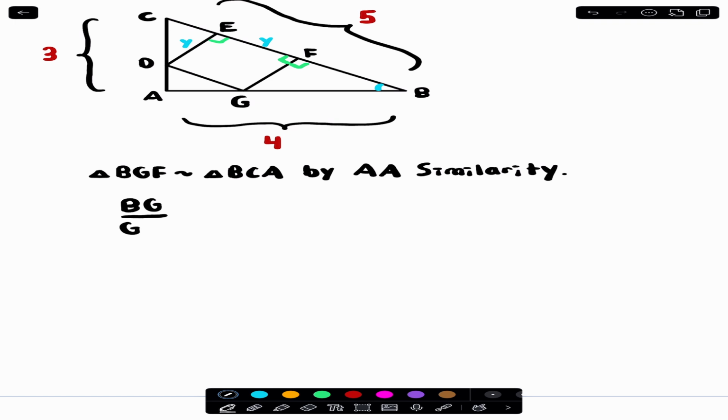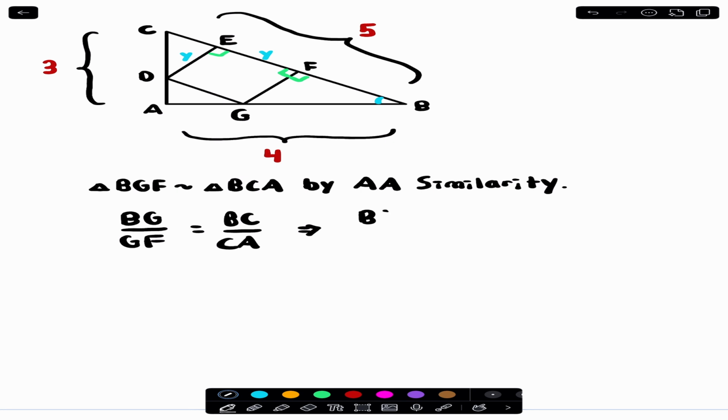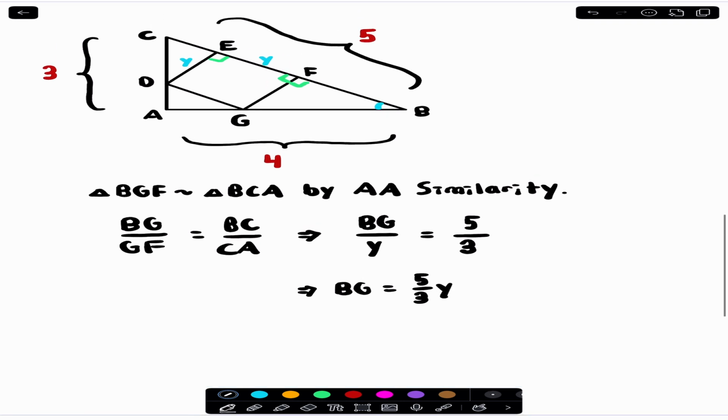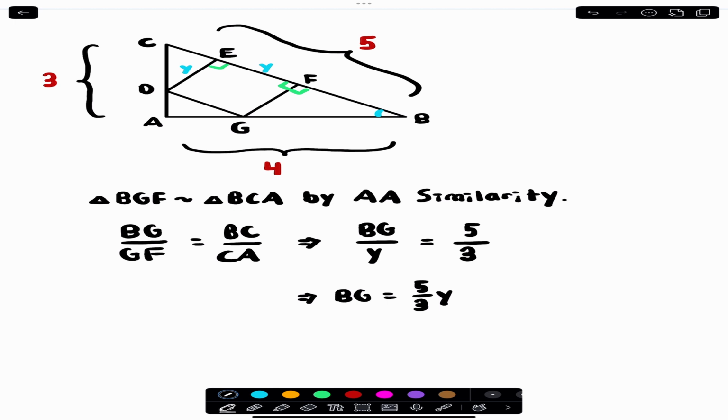And once again, let's set up our ratios. We know BG over GF should be equal to BC over CA. Plugging in everything we know, BG is unknown. GF is the side of the square, so that's why. BC is 5, and CA is 3. So we can go further from here and say BG is equal to 5 over 3 times the side length of the square, y. Alright, so we were able to find BG.